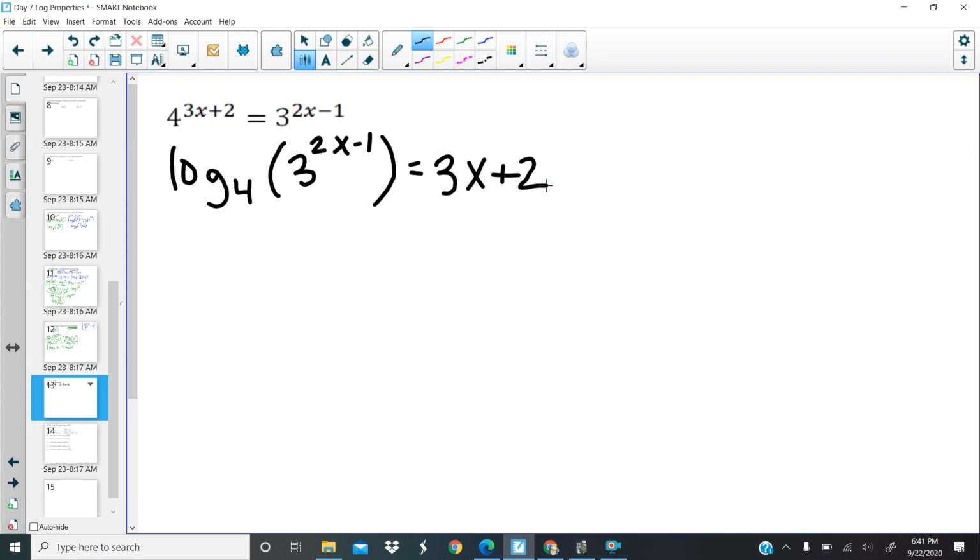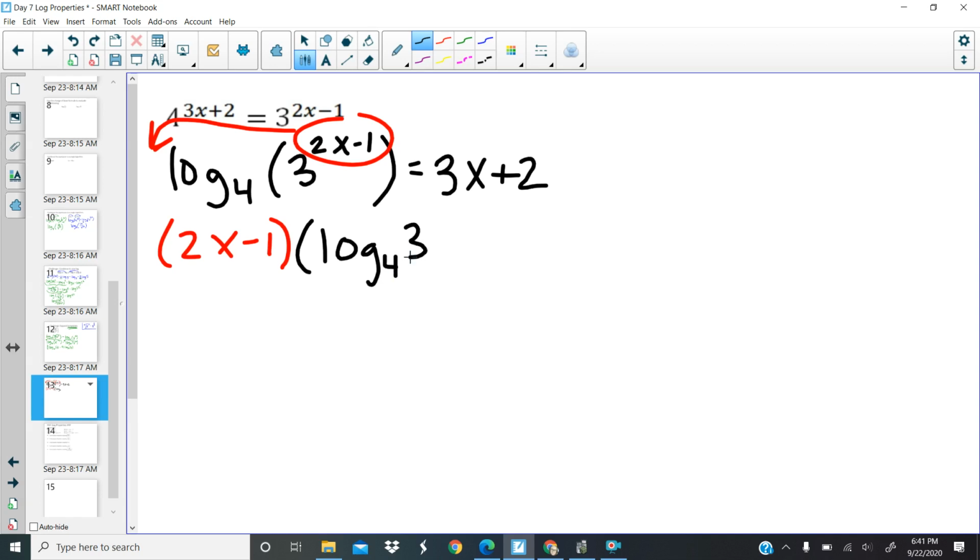Then the first thing that I'm going to do is use my power rule, and I'm going to pull that exponent out to the front. So I'm going to have 2x minus 1 times log base 4 of 3 equals 3x plus 2. At that point, this log base 4 of 3 is really just a number.